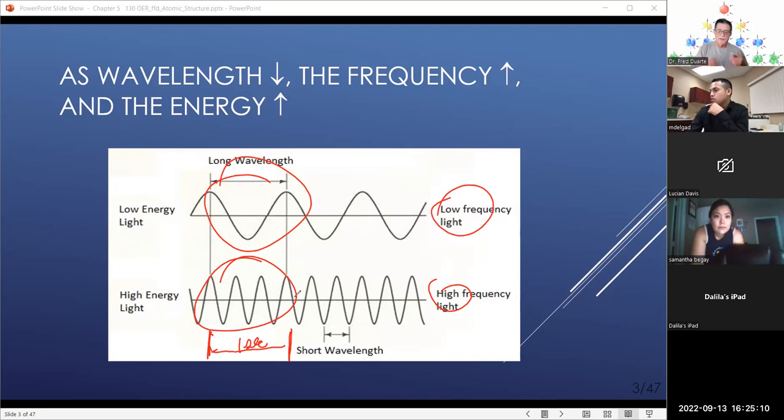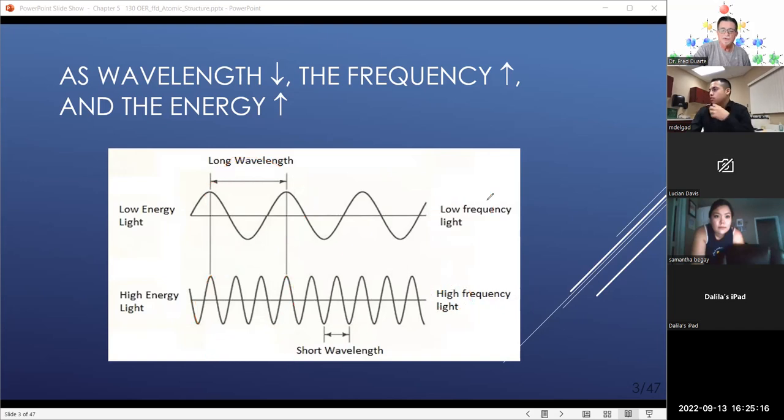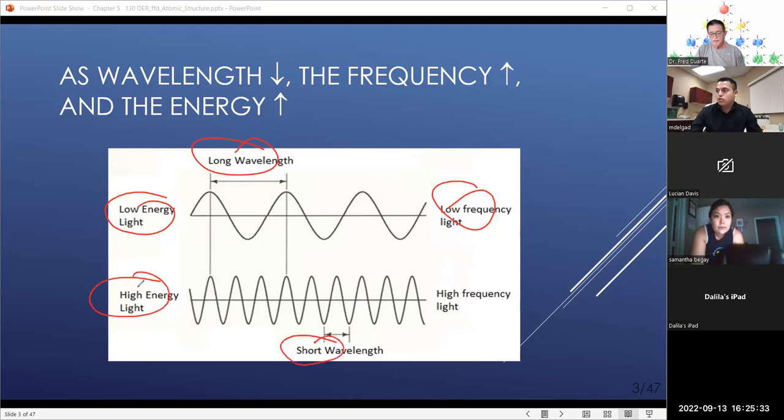Okay, so the takeaway from this is the following. One, with respect to electromagnetic radiation, when we compare 2 different wavelengths, the long wavelength has low energy and low frequency, whereas the short wavelength has high energy and high frequency associated with it. Okay.